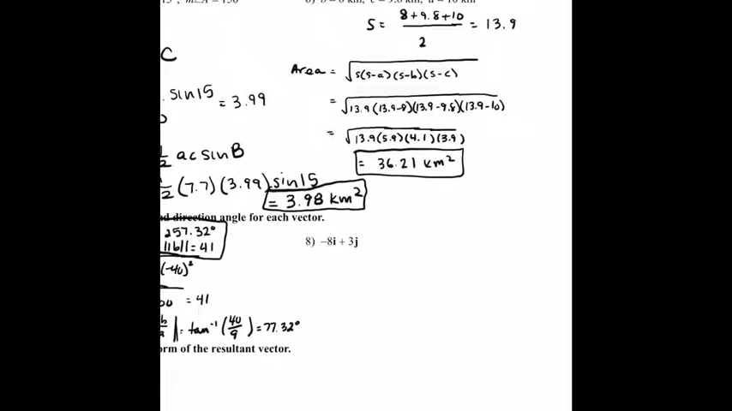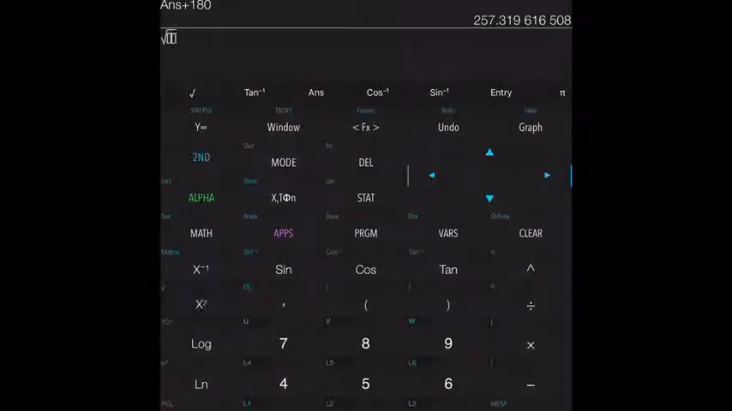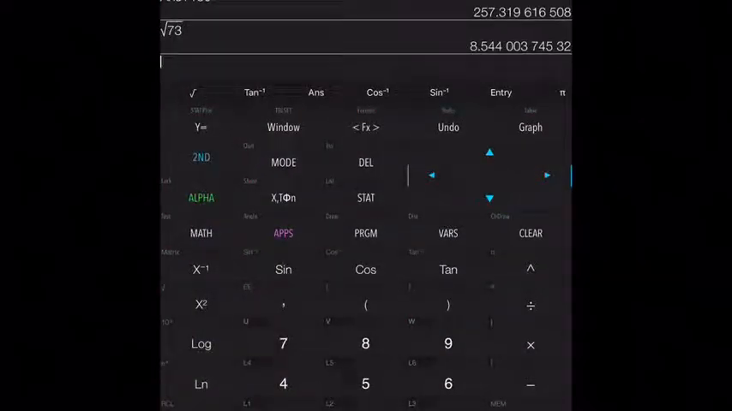Question 8, asking us to do the same thing, it's just a different notation. It's the unit vector form, i and j, but we can still find the magnitude. It's going to be the Pythagorean theorem again. 8 squared is 64, 3 squared is 9, so we need the square root of 73. It's 8.54.